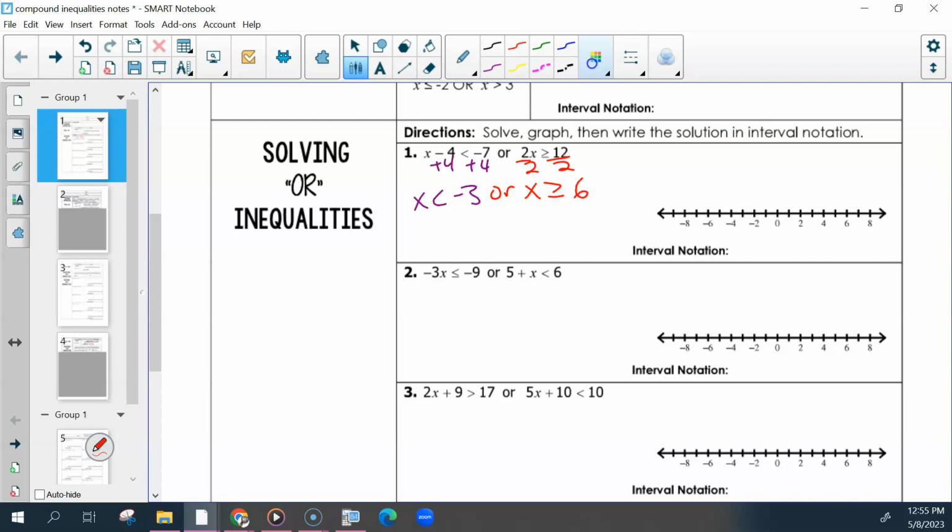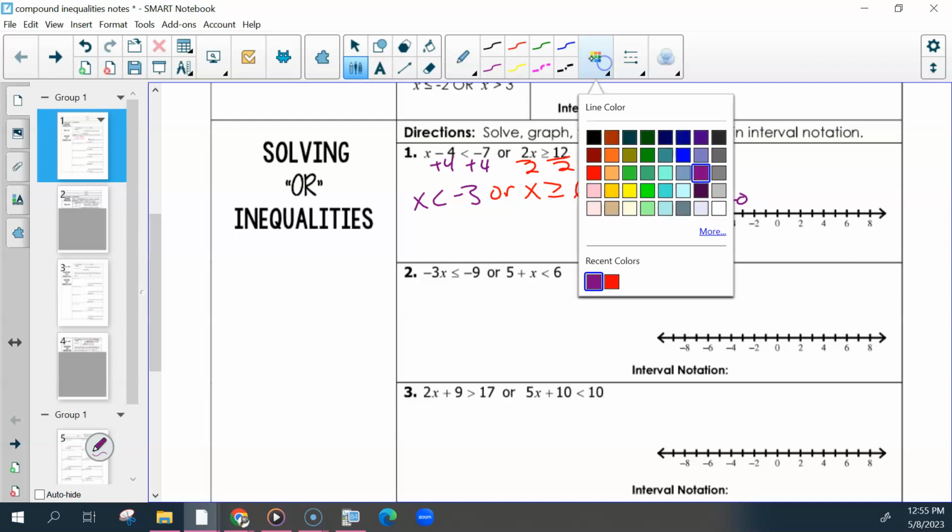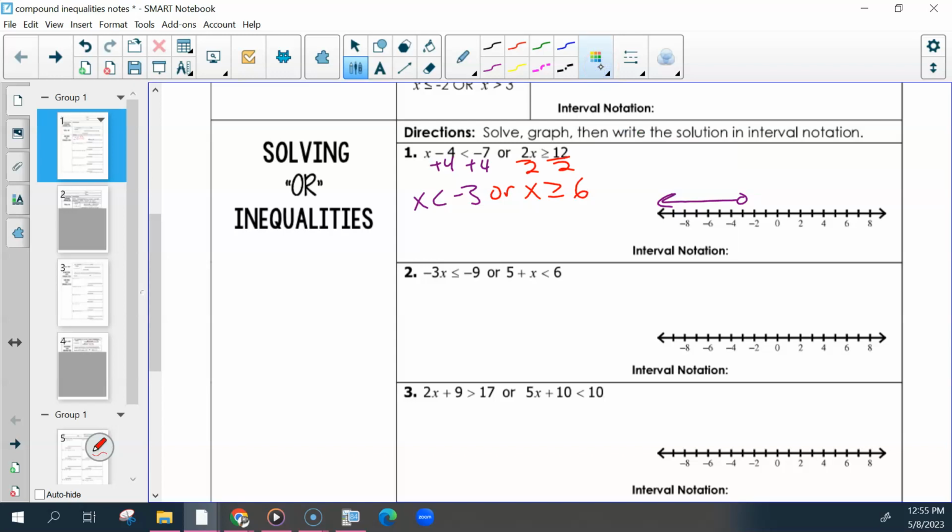Put an or in between your 2 answers, and then you can graph them. This one is strictly less than, so that's going to be open at -3. Going to the left is everything below or less than -3. 6 would have a closed circle, going to the right.